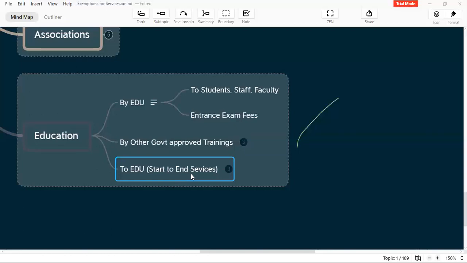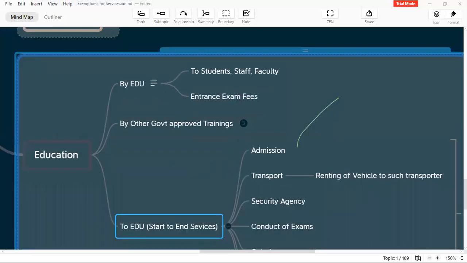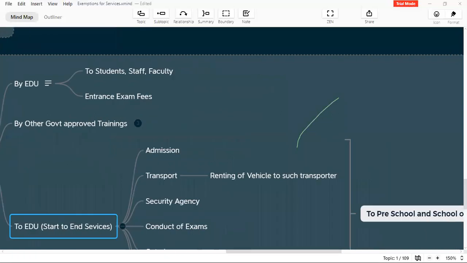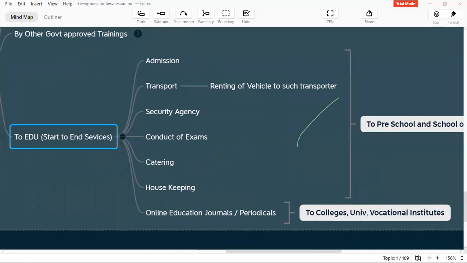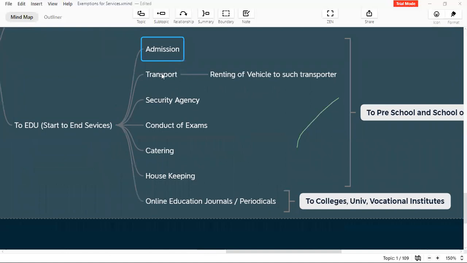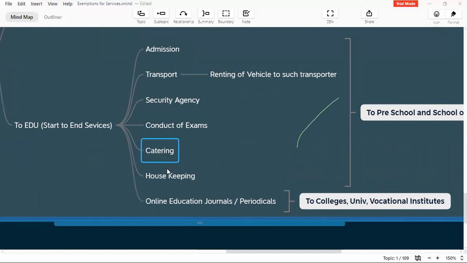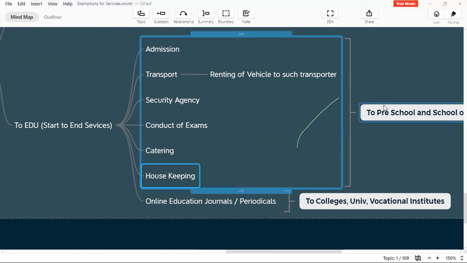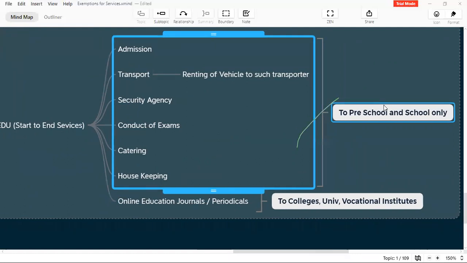But to whom? I kept on insisting only one thing: school, school, and school. So all these services provided to a school are exempt. That's what the government says. So the government says you have exemption for the same thing: admission, transport, security agency, exams, catering, housekeeping. So all these 6 services provided to a preschool or school only are exempt.